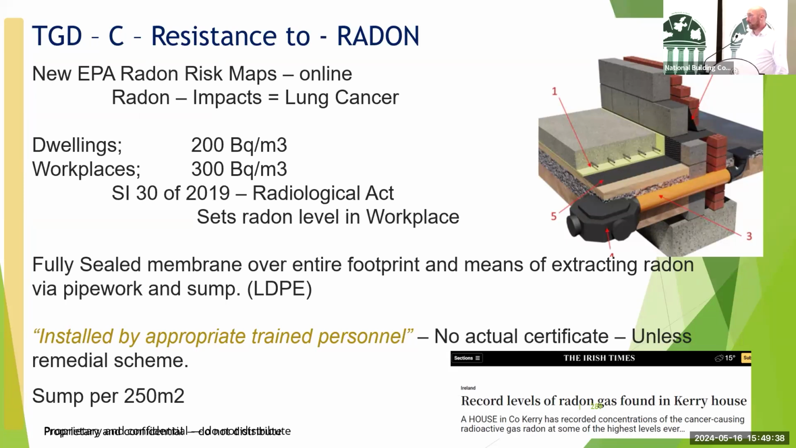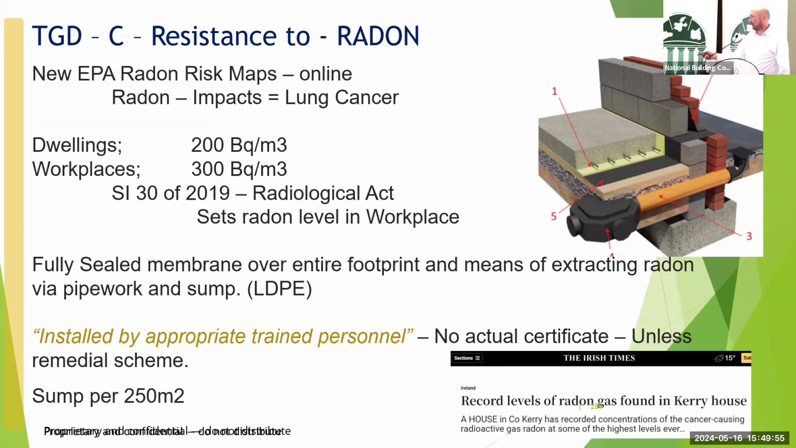What's disappointing is within part C, it says it should be installed by appropriately trained personnel. So for a building control officer going to site, there's no, at the end of the job, going, oh, can I see your certificate for the install or whatever? It can be the builder that installed. So you're just really asking for a DOP.